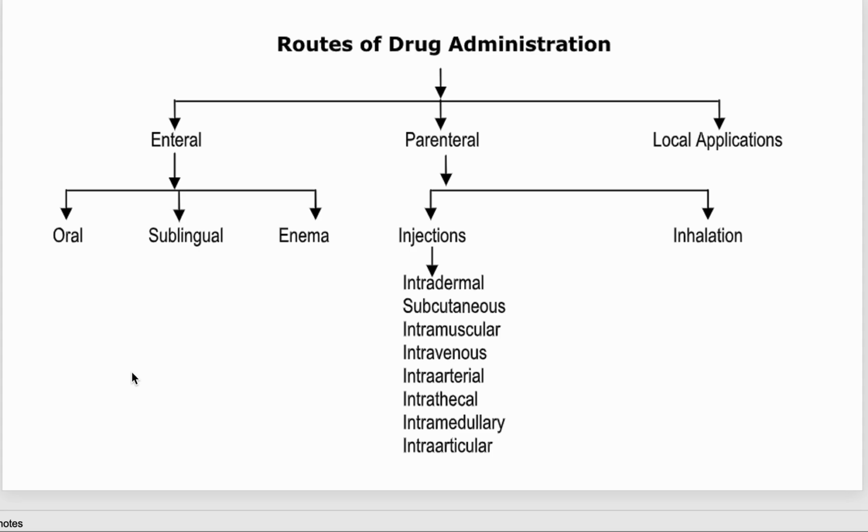Intraarterial is when the injection is given directly into an artery. Intrathecal is for when you want to inject something into the spinal cord. Intramedullary, even in medulla. And intraarticular, again, as the name suggests. Inhalation is for those kinds of drugs that can be inhaled, like in vapor form.